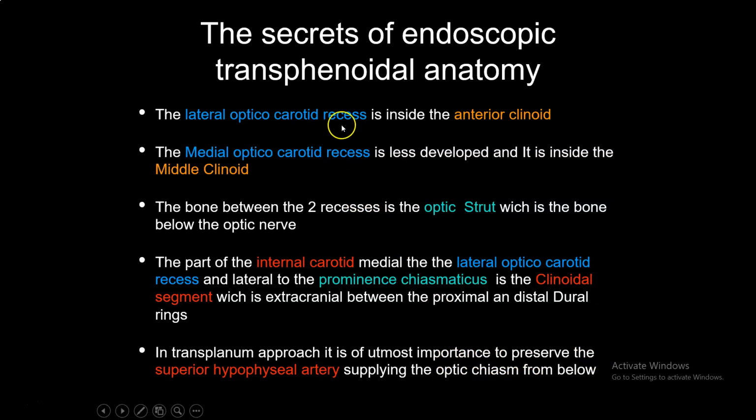So as we said, some of our secrets: the cavity of the lateral opticocarotid recess is inside the anterior clinoid, the medial opticocarotid recess is in the middle clinoid, and the undersurface of the optic nerve is the optic strut. Actually, it's not between the two recesses. The part of the internal carotid artery medial to the lateral opticocarotid recess is the clinoidal carotid, the segment of the carotid passing between the proximal and the distal rings. And if you are going to do an extended transsphenoidal, removing the bone of the planum, remember always that the superior hypophyseal artery, the only medial branch of the internal carotid artery, arising from the carotid immediately after piercing the dura intracranially, supplies the chiasm from below, and it has to be preserved.